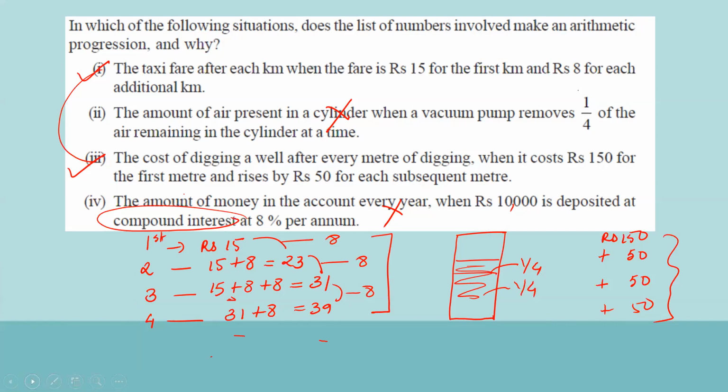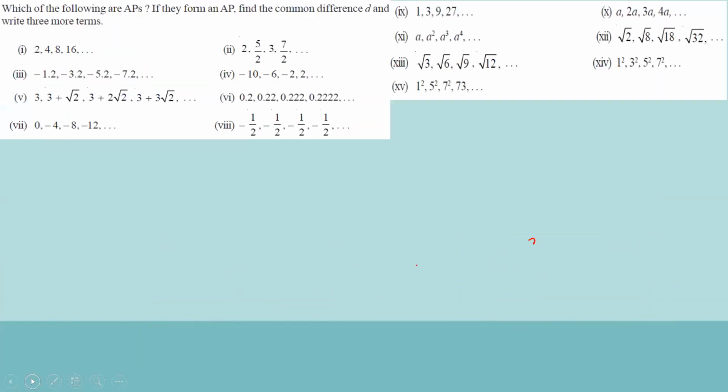Okay, let's proceed with certain number related problems now. What do they say? They are saying, which of the following are AP? If they form the AP, calculate the common difference and write the next 3 terms. I'll do some for you and some you can practice as assignment, right? So if you see the first one, 2, 4, 8, 16. So 2 to 4, 4 to 8, here the difference is not constant, so it does not form an AP.